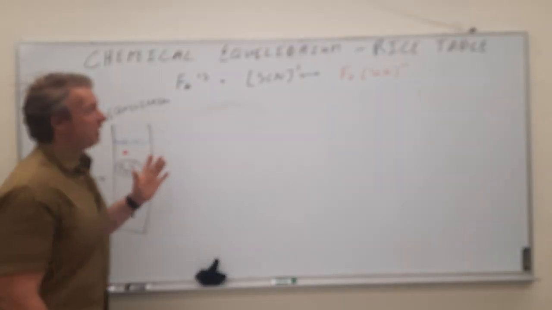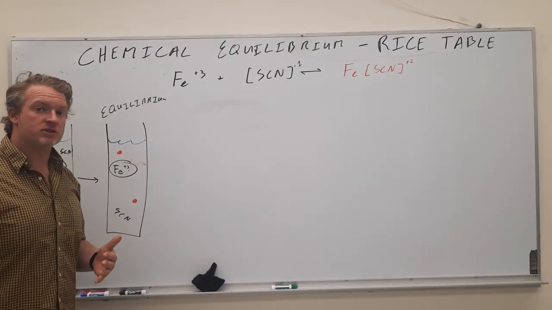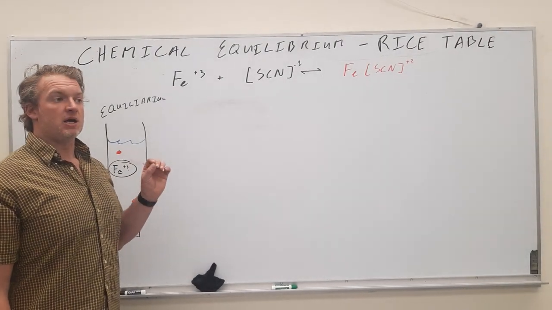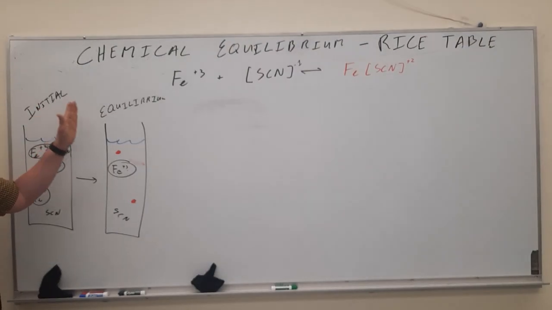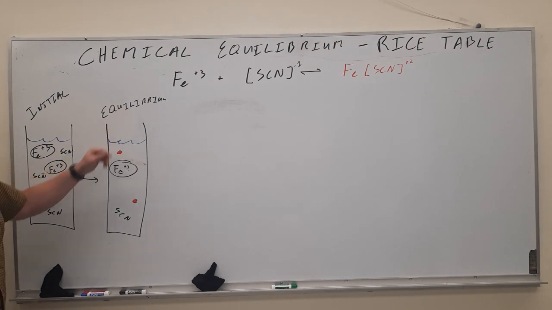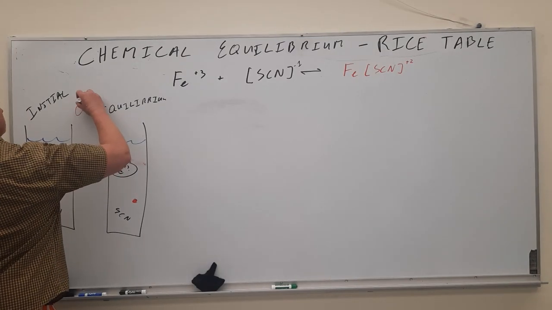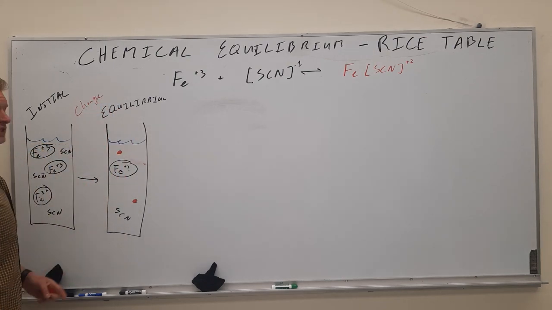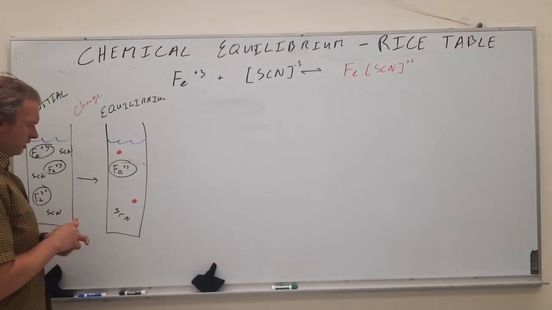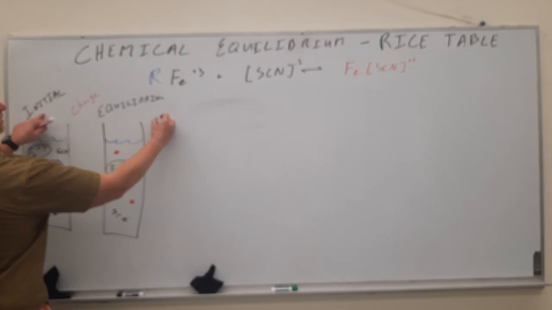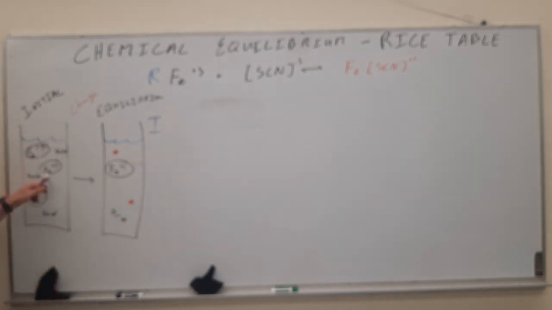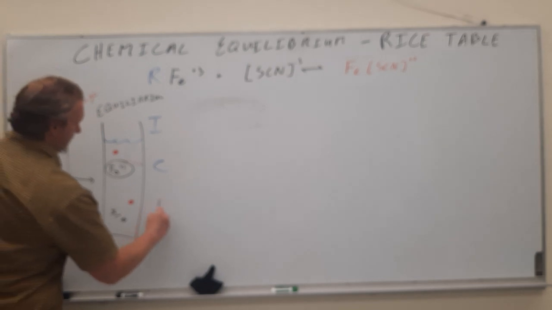The Rice table is meant to really organize our thoughts and make sure we keep tabs on where we're starting, what's changing, and what's happening at equilibrium. Here we see all of the letters of the Rice table: the reaction, the initial molarities or concentrations, the change, and the equilibrium, the molarities at equilibrium.